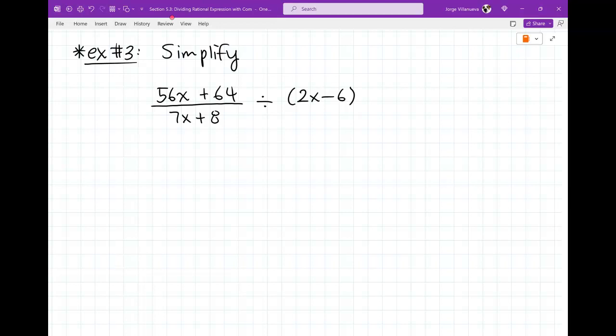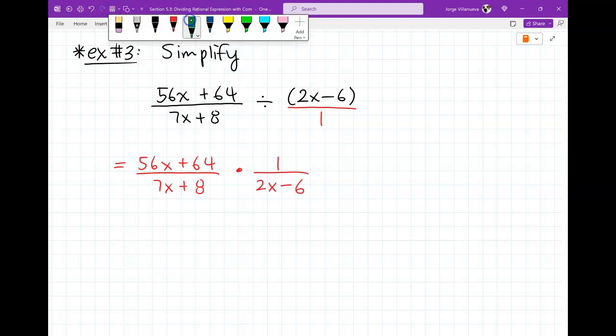So, same idea, okay? The only thing I'm going to tell you that you might want to do for this one, just so that you make sure you know how to rewrite it, is write it over 1. That way you know it is a fraction, so I'm going to multiply by the reciprocal of the second fraction, right? So I'm going to write this down right here. 56x plus 64 over 7x plus 8 times 1 over 2x minus 6.